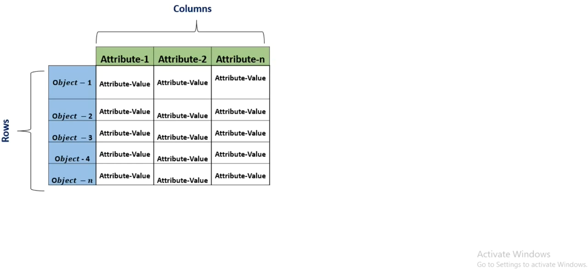Now let us see what is an information system. An information system is a collection of objects or entities in which each object is described in terms of some features or attributes. Each row represents an object or a case or an entity, and each column represents an attribute, and corresponding to an object and an attribute, there is a value associated with it.